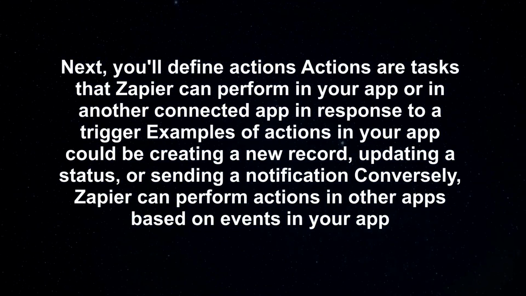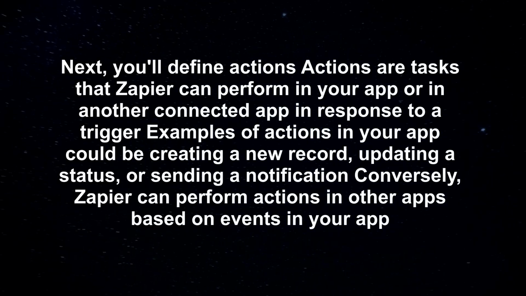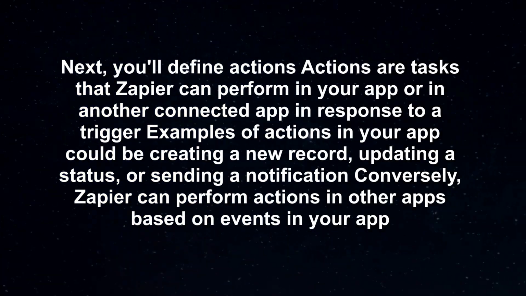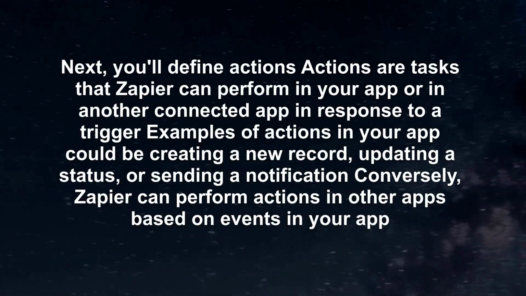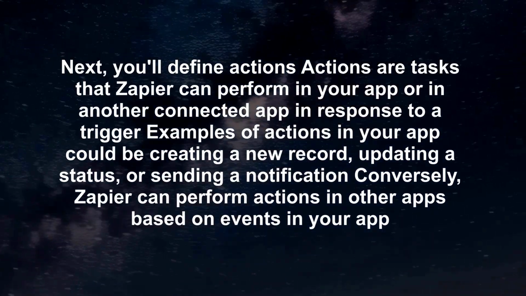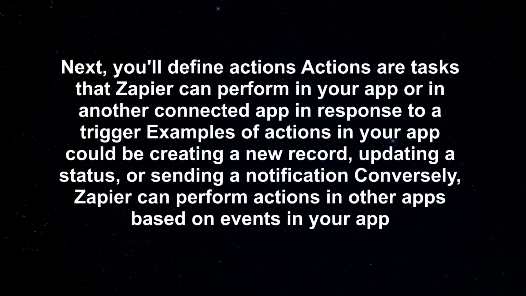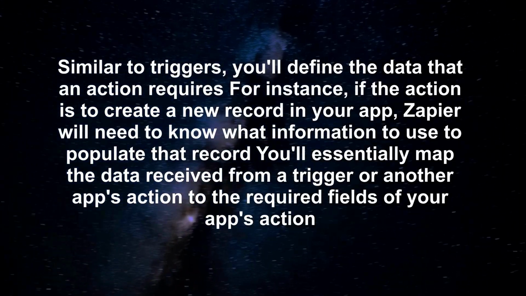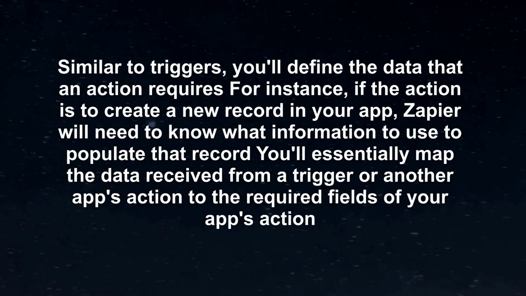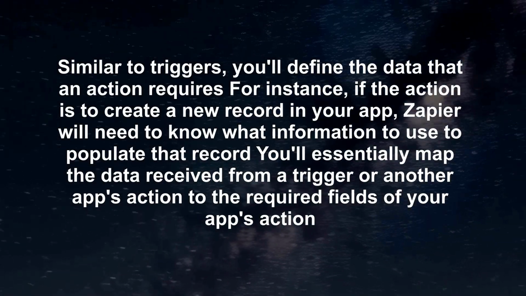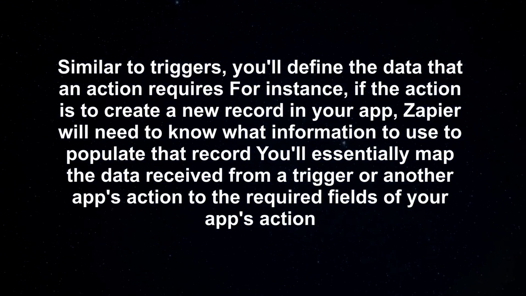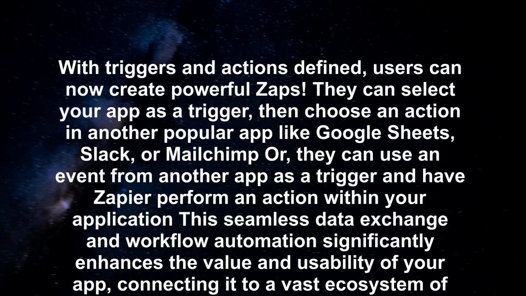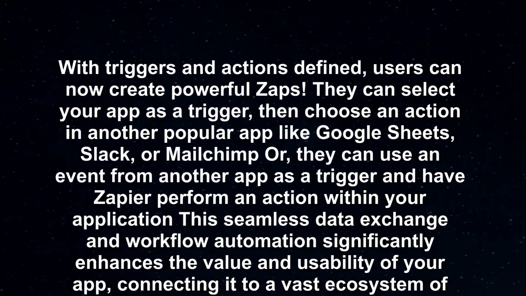Next, you'll define actions. Actions are tasks that Zapier can perform in your app or in another connected app in response to a trigger. Examples of actions in your app could be creating a new record, updating a status, or sending a notification. Conversely, Zapier can perform actions in other apps based on events in your app. Similar to triggers, you'll define the data that an action requires. For instance, if the action is to create a new record in your app, Zapier will need to know what information to use to populate that record. You'll essentially map the data received from a trigger or another app's action to the required fields of your app's action.